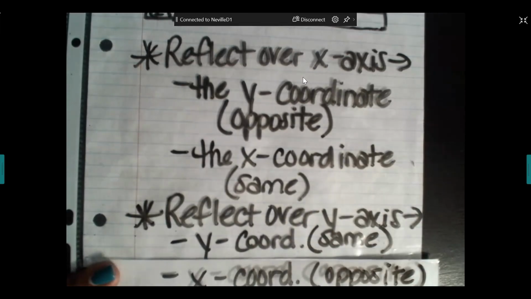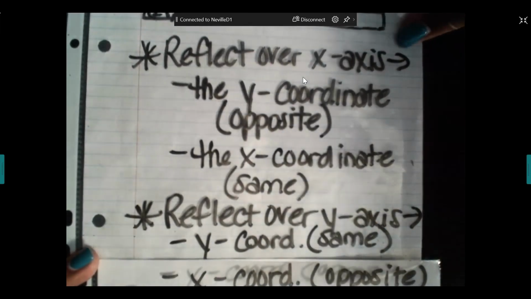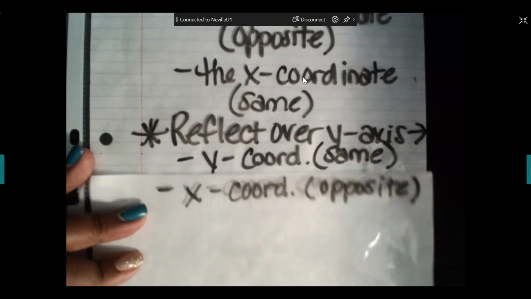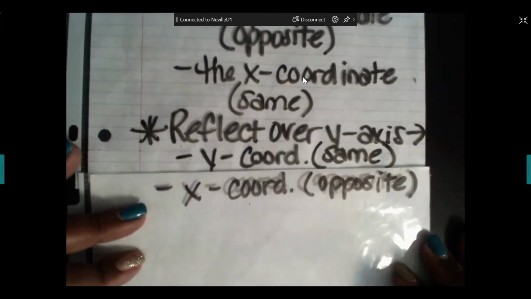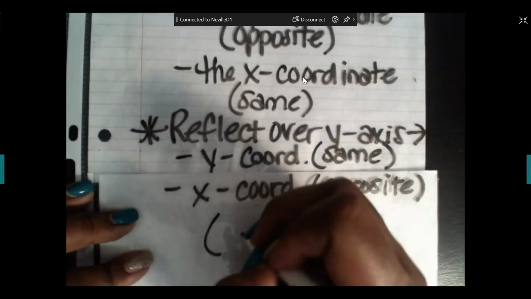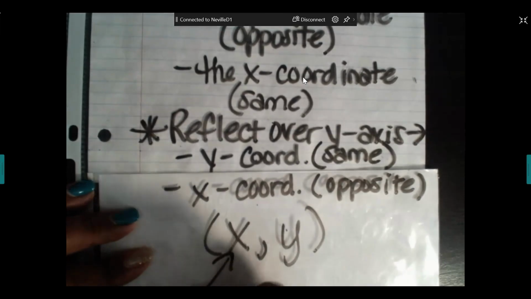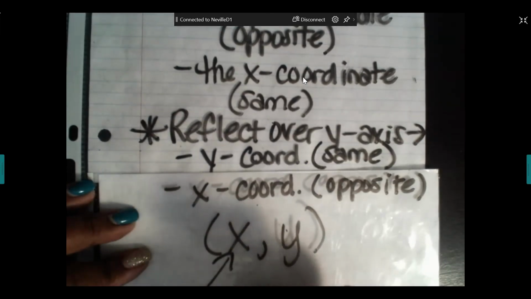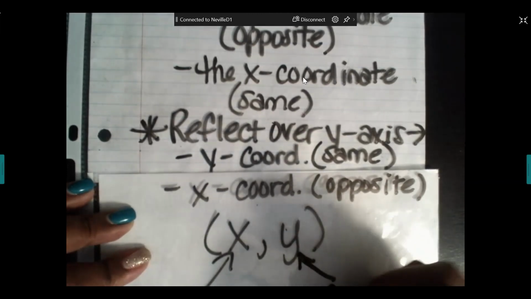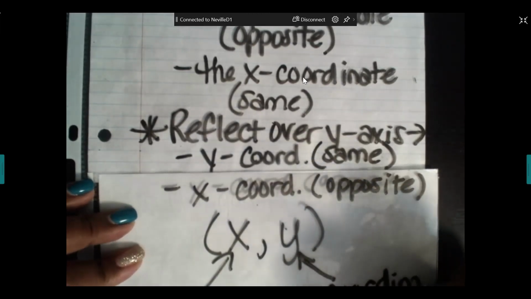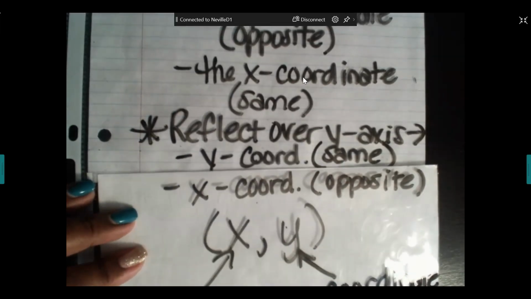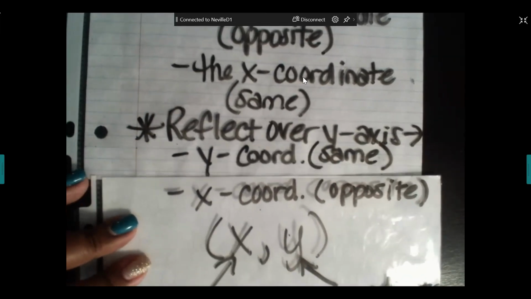Now you keep hearing Miss Neville say x-coordinate. What in the world is she talking about? What does that mean? Gage? Yeah, the address of where it's located on that coordinate plane. There you go, guys. So when I say x-coordinate and y-coordinate, I'm talking about this. This is my x-coordinate. That's where it will be on the x-axis of a coordinate plane. And this is my y-coordinate, where it will be on the y-axis of a coordinate plane.